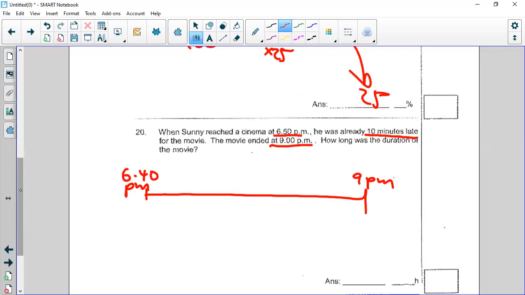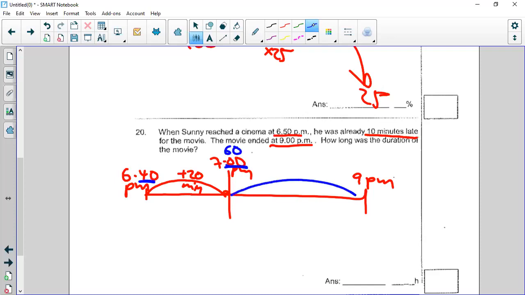Okay, get your nearest hour. Nearest hour is 7 o'clock p.m. And that is how many minutes? That will be 20. And how do you get 20? Because the 00 is actually 60. So 60 minus 40, that's how you get 20 minutes. Then you jump again. 7 p.m. to 9 p.m. is 2 hours. So how long is the movie? Be careful. 2 hours, 20 minutes.